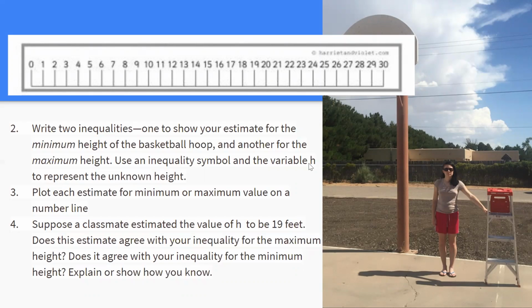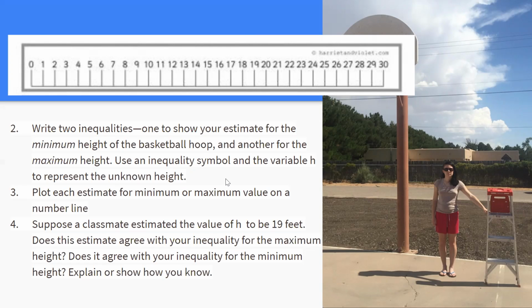So as you guys remember from when we were writing equations, if we don't know the actual amount of something, we can use a variable, a letter, to stand for that. Because we don't know the actual height of the basketball hoop, we're going to use the letter h to stand for that.